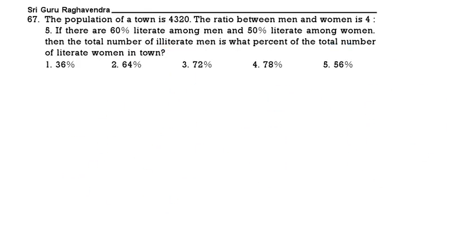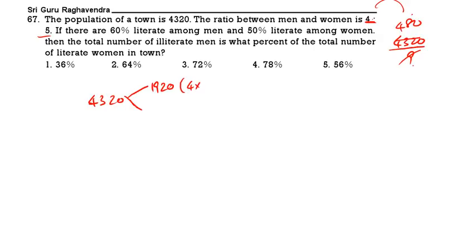See the next question. The population of the town is 4320. The ratio of the men and women is 4:5. So 4320 by 9 you take, because 4 and 5 make 9. See, 9 4s are 36, 9 8s are 72, so 480. So out of 4320, 4 parts men, 4 into 480, that is 1920. This is how we got 4 into 480. Now 5 into 480. What is 5 into 480? 2400. So this is men, this is women. Out of 4320, 1920 are men, 2400 are women.